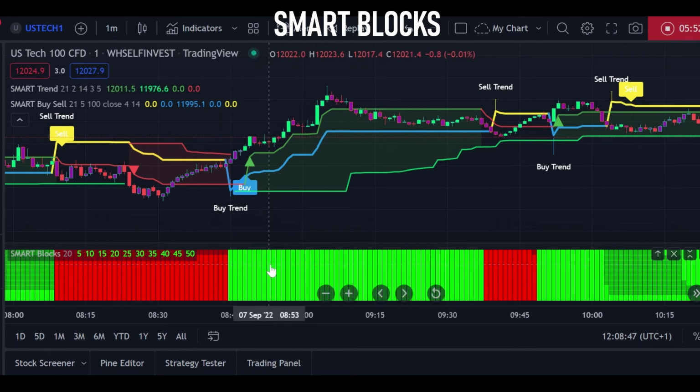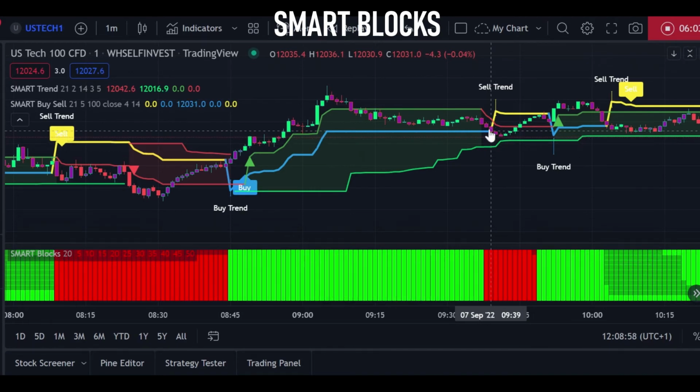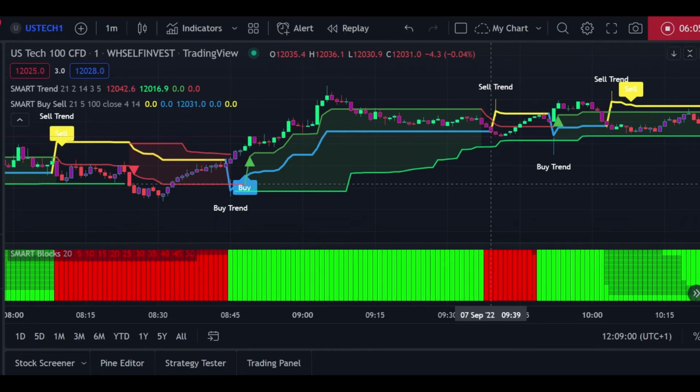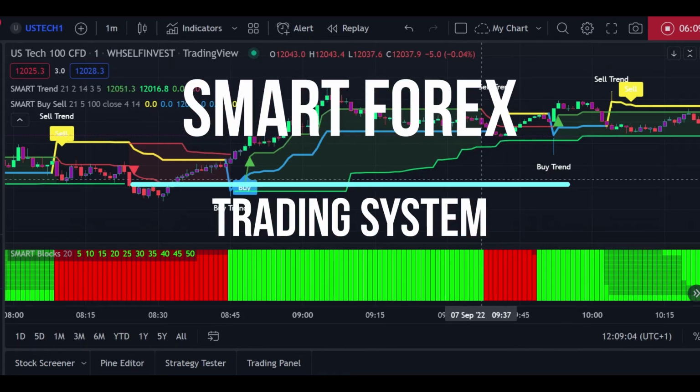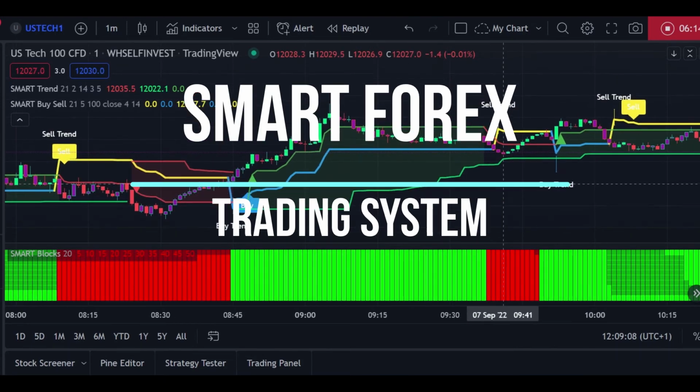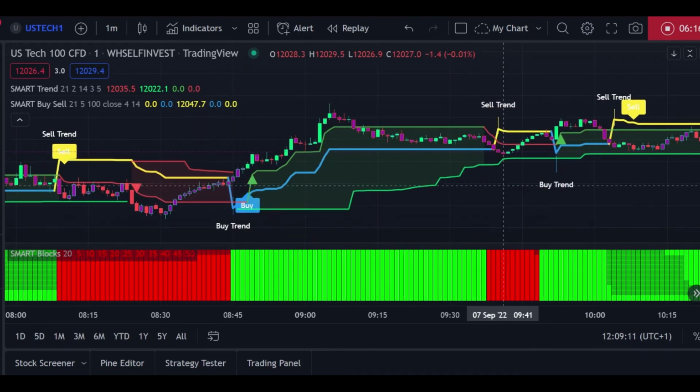Here we have green, green, green, green, green. Everything's good. We're riding the trend. Green, green, green, green. All is good. And the moment a red block shows up, we will exit the trade here. So simple and straightforward. And this is the Smart Forex Trading System, which is used by over 90,000 traders to trade successfully. Now let me show you the trade that we took today.